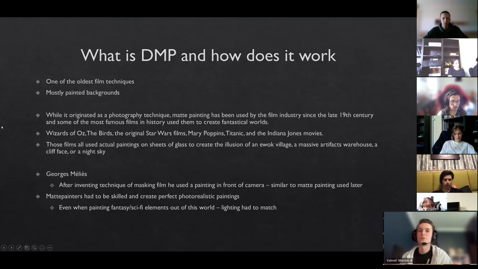But the first one who came up with this idea, or predecessor of this idea, was Georges Méliès. After inventing the technique of masking a film, he used it to paint a part of a wall in front of a camera. It was similar to matte painting used later, but he invented the technique of double exposure, which gave birth to the possibility to make matte paintings.